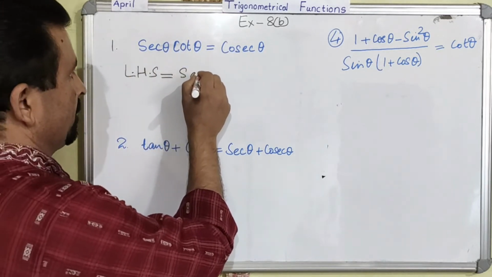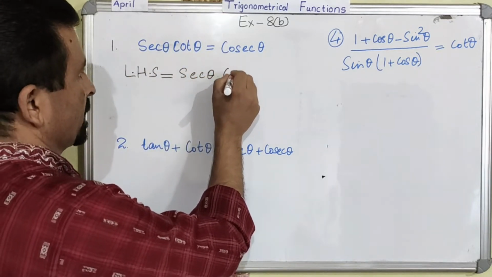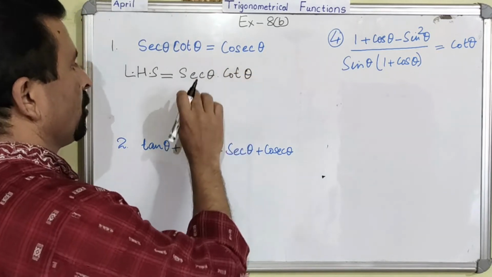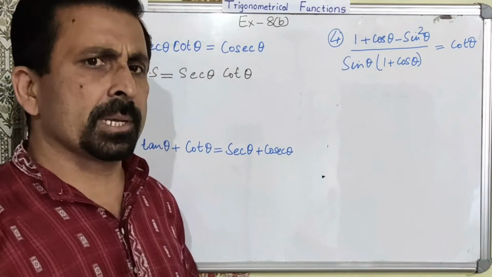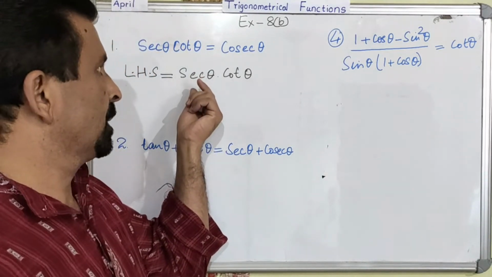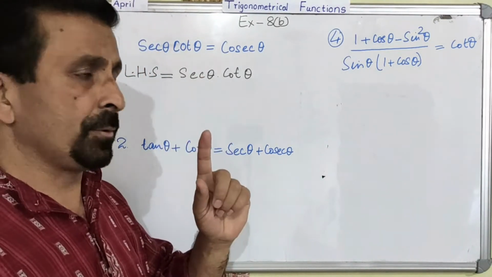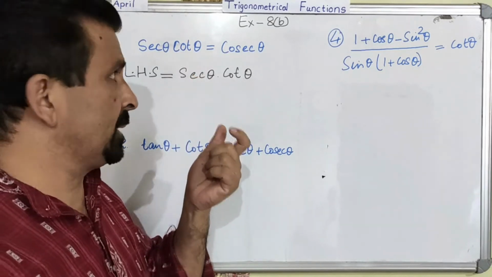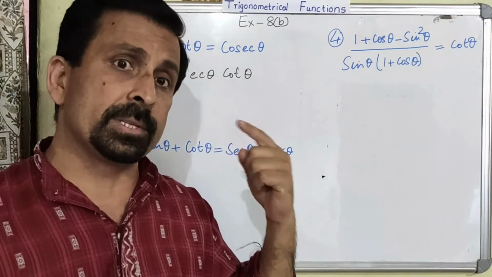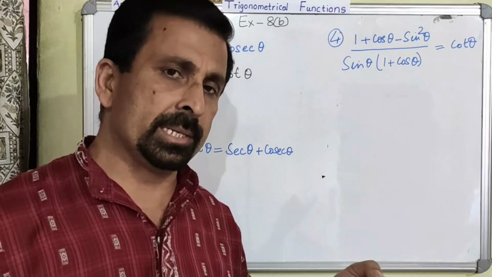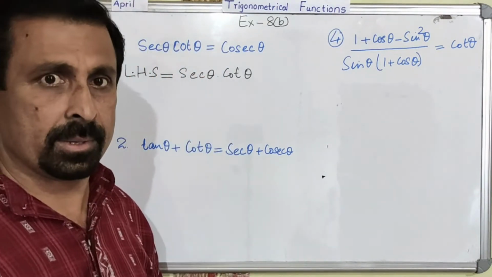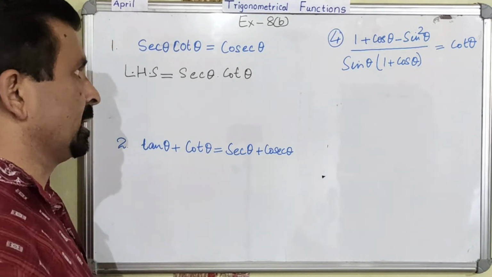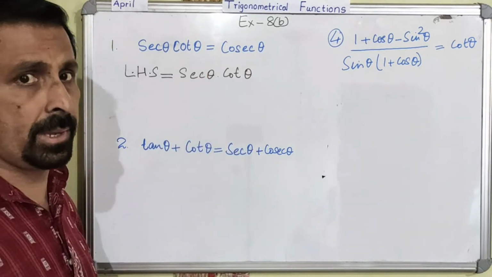Sec theta into cot theta. Now, when I look at this sec theta and cot theta, I didn't find any trigonometrical identity for sec theta, right? Don't get confused. We have a trigonometrical identity for sec theta, but it was in terms of square: sec square theta is equal to 1 plus tan square theta. But for sec theta, we don't have. Then for cot theta also we don't have any identity.